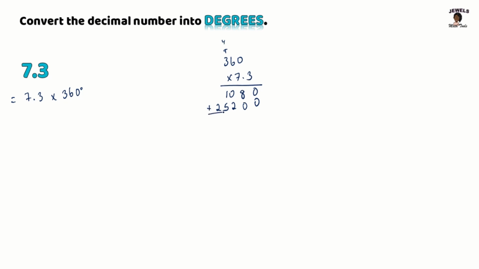Let's sum our numbers together. So 0 plus 0 is 0. 8 plus 0 is 8. 0 plus 2 will be 2. 1 plus 5 is 6. And we'll bring down our 2.